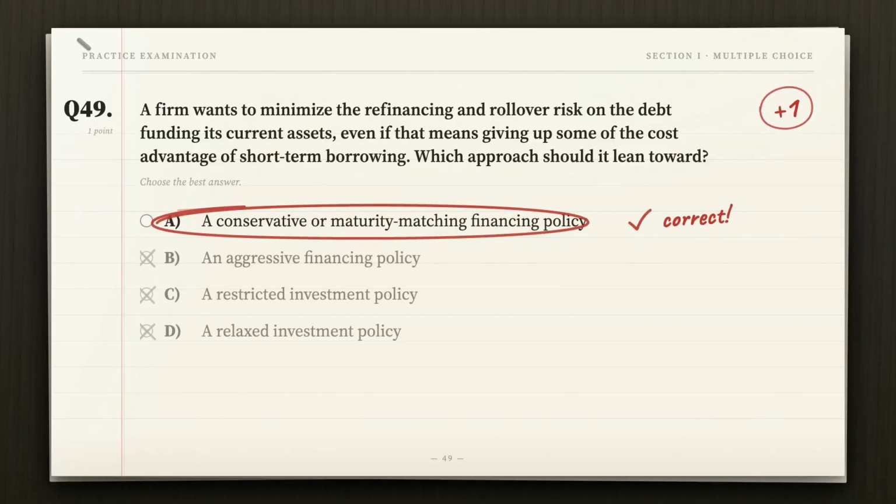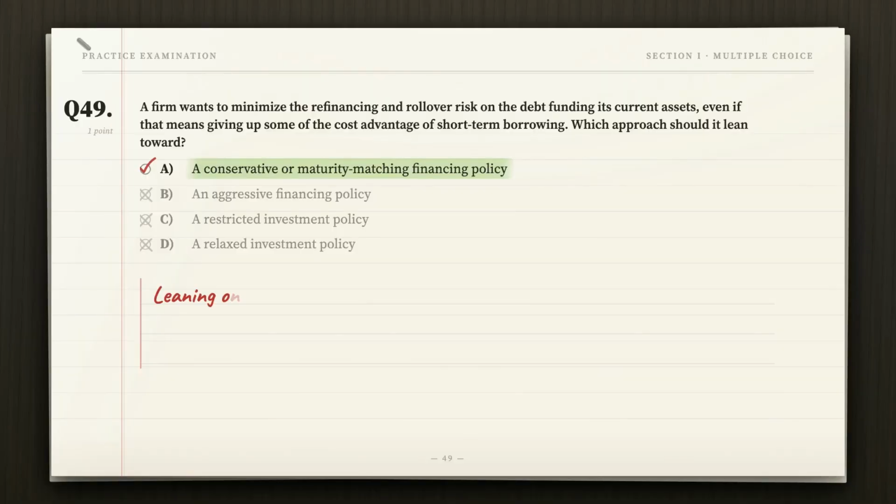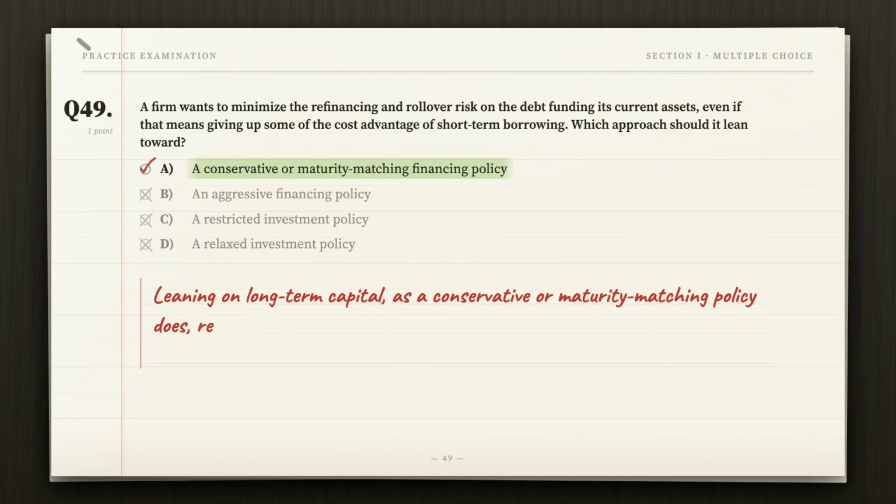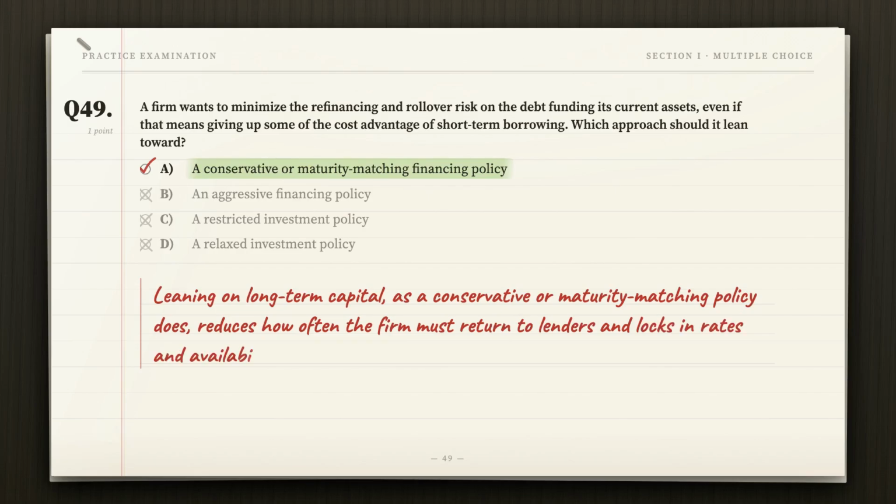The correct answer is A, a conservative or maturity matching financing policy. A is correct because leaning on long-term capital, as a conservative or maturity matching policy does, reduces how often the firm must return to lenders and locks in rates and availability. That directly lowers rollover and refinancing risk at the cost of paying more on average.